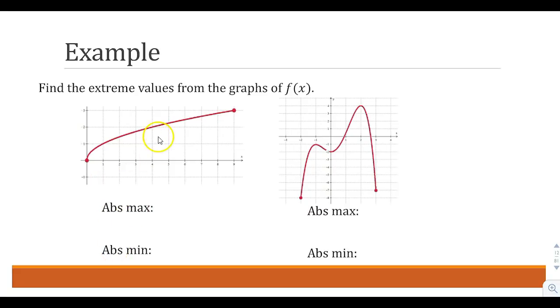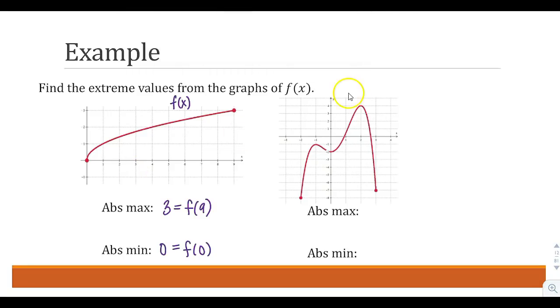The absolute max on this first graph, we're going to call this f of x. The absolute max occurs at the endpoint over here at the x value 9, but the y value is 3. So the biggest y value is 3, which occurs at f of 9. And the absolute minimum happens to be at the other endpoint. So the absolute minimum is 0, which happens at x equals 0. So we have 0 equals f of 0.